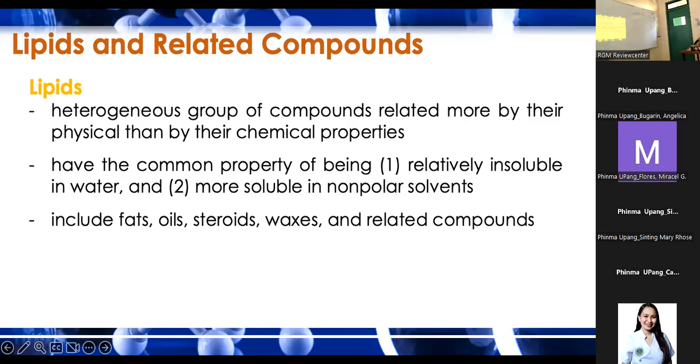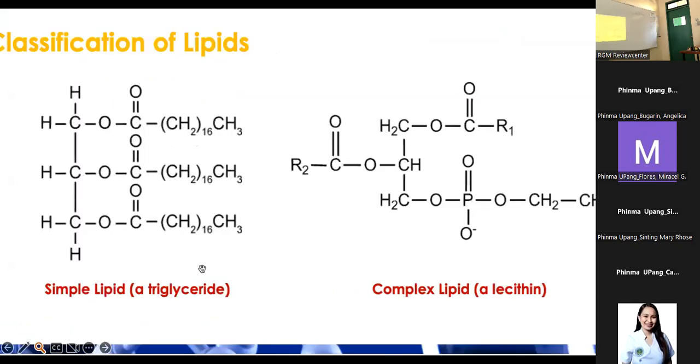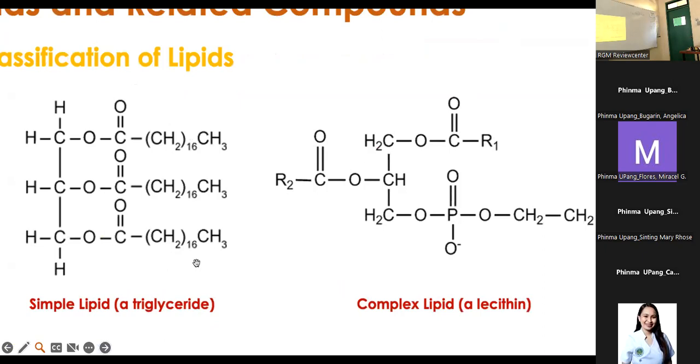So let's begin with the two classifications of glycerides. Actually, let's start at the very beginning. When you say glycerides, these are glyceryl esters of fatty acids. Remember that. Glycerides are glyceryl esters of fatty acids. You have two classes of glycerides: a simple lipid and a complex lipid.